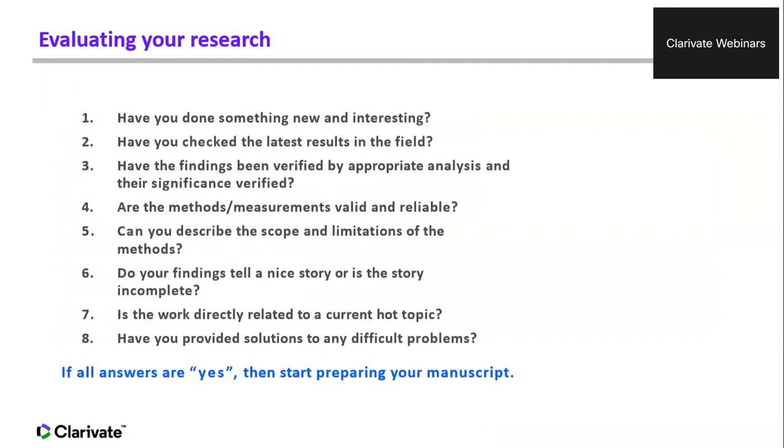Now, point number 7 is whether the work is directly related to a current hot topic. This is for judging the interest in your work by editors. If it is on something which is not of interest to the community right now, you can find it very difficult to publish. Remember, it is not only important for you to have enough experimental data or the study to be well designed, it also needs to appeal to the scientific community at large.